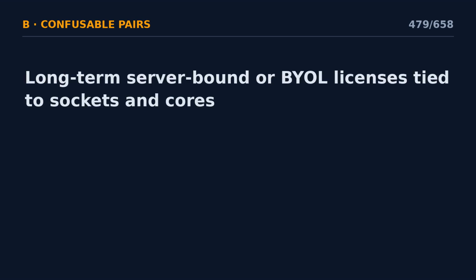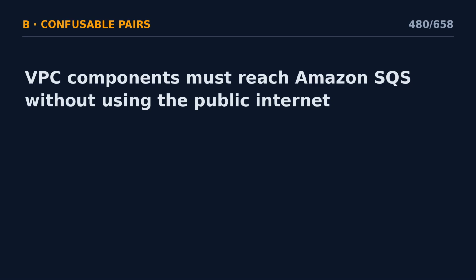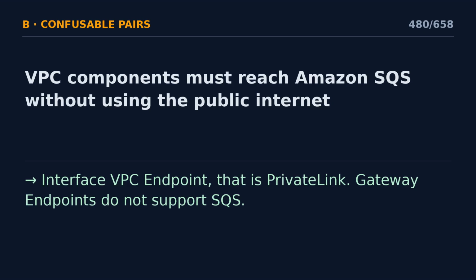Long-term server-bound or BYOL licenses tied to sockets and cores. Answer: EC2 Dedicated Hosts, not Dedicated Instances. VPC components must reach Amazon SQS without using the public internet. Answer: interface VPC endpoint, that is PrivateLink. Gateway endpoints do not support SQS.